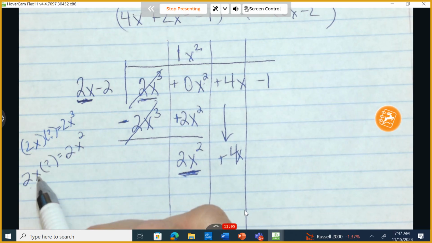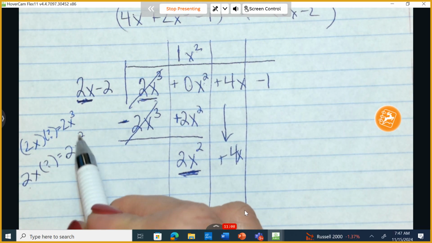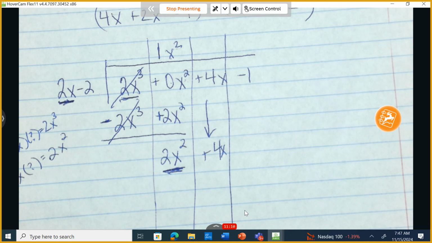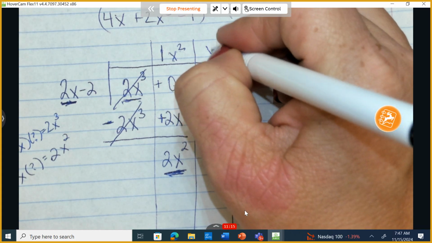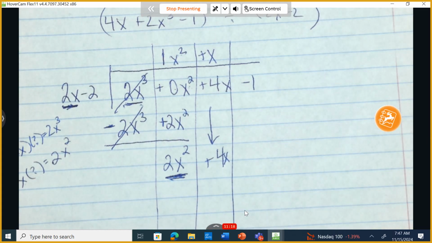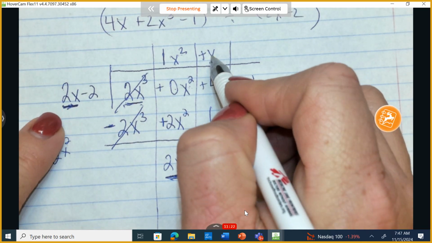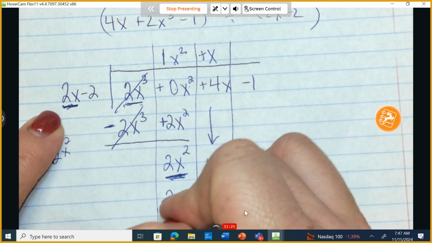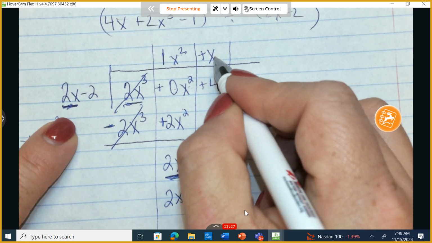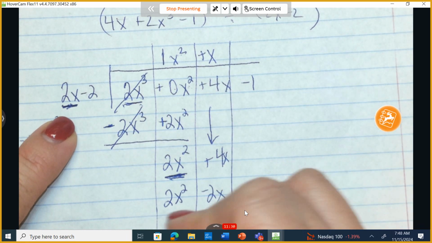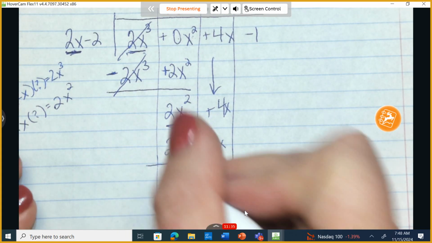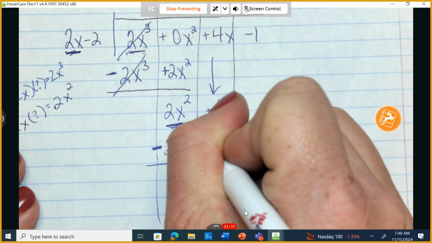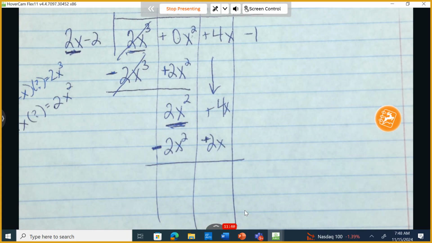So 2x times what quantity gives you 2x squared? You can shout it out. The answer is x. So I go into the column that has only x's to the first, and I write an x. That's a positive x. Once I've selected the value up top, I'm going to multiply. So 1x times 2x is 2x squared. 1x times negative 2 is negative 2x. I'm going to change the sign of everything in the second row. And now I'm going to add straight down.